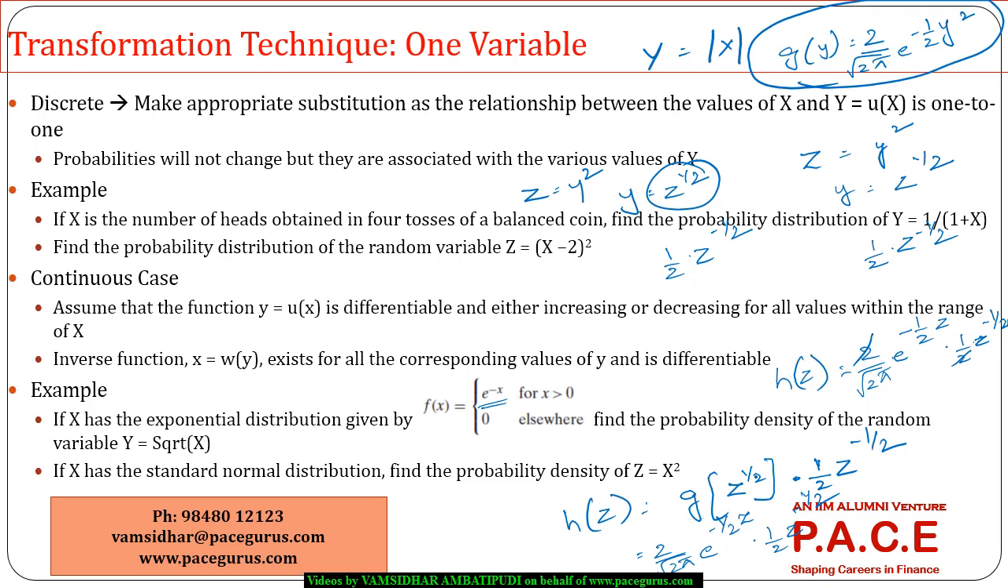So we could very well see that this transformation technique can help me, especially if there is an inverse function existing, and if this inverse function is differentiable, I can very well find the probability density function associated with any other function of the random variable as well.